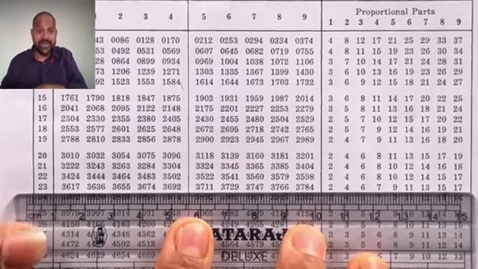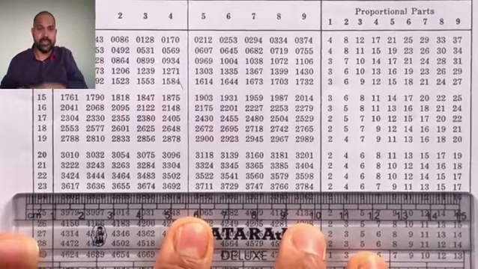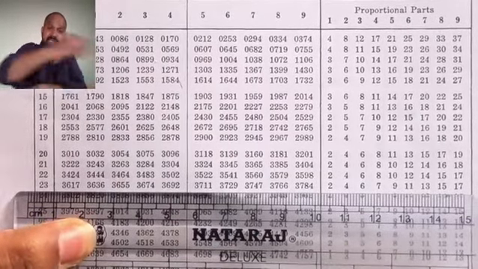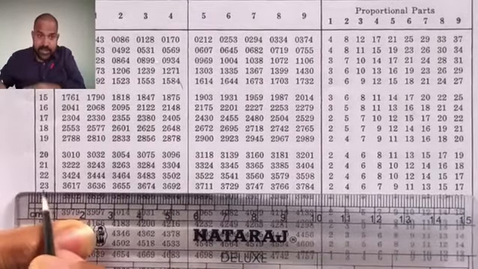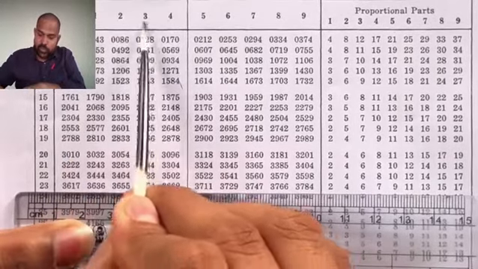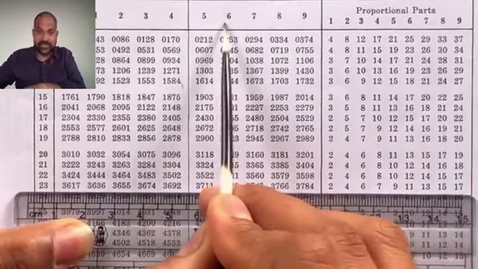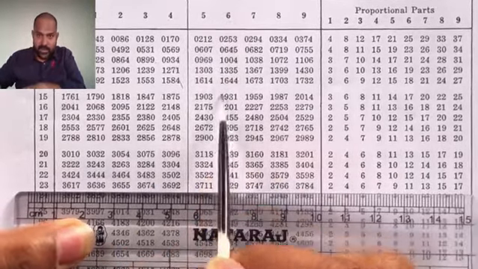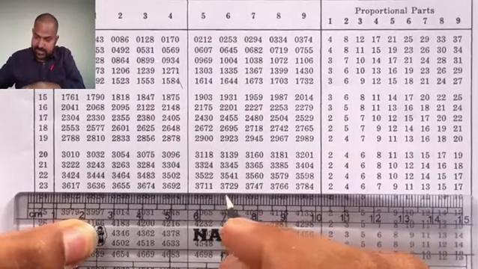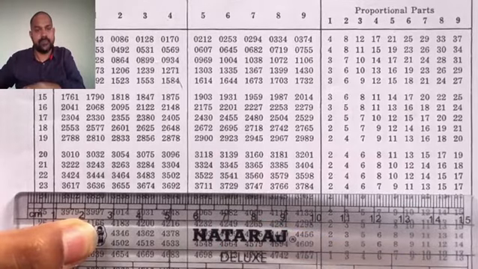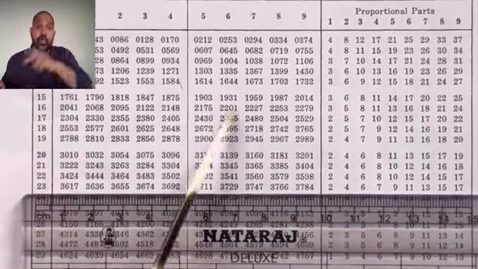So 23, 6. Under 23, we are looking at the 6th value. So 23, 6. 0, 1, 2, 3, 4, 5, 6. This is what we are looking at. So under 23, 6 is 3729. Let me quickly show this to you on the log sheet on a soft copy also.